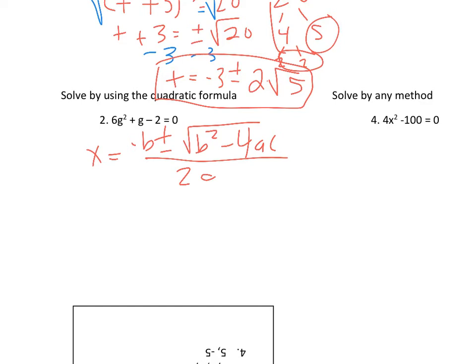So nice and easy. In this case, our a is 6, our b is 1, because there's nothing in front of the y, and our c is negative 2, and I'm going to plug those all into our equation.